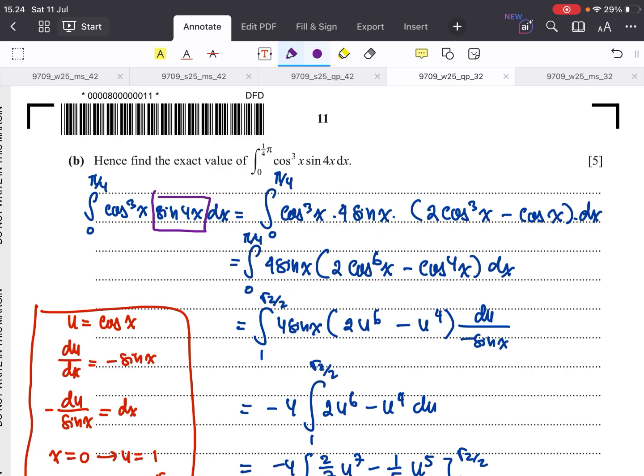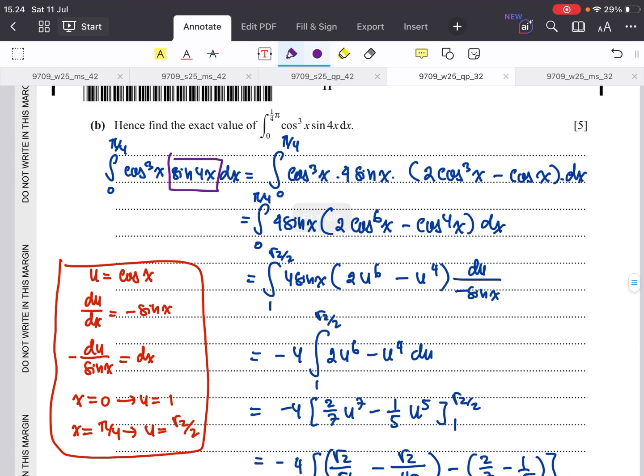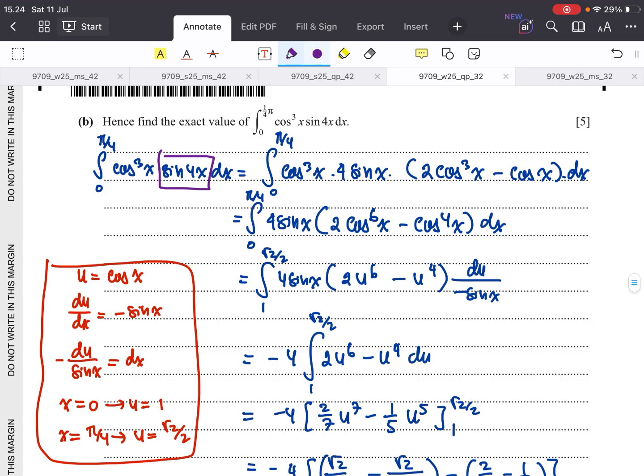So the integration can be changed into this form. Now how to do the integration of this form? We can use substitution method. The substitution that we are using is u equals cos x. U equals cos x, du over dx, the differentiation of cos x is negative sin x. So we can write dx in the form of du over minus sin x. So we can write dx into this.